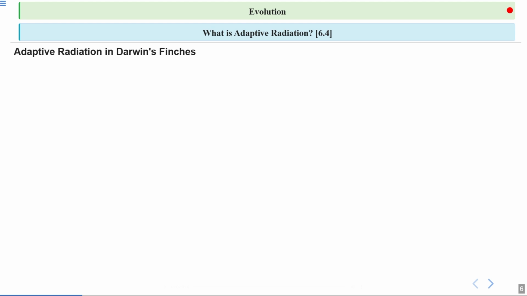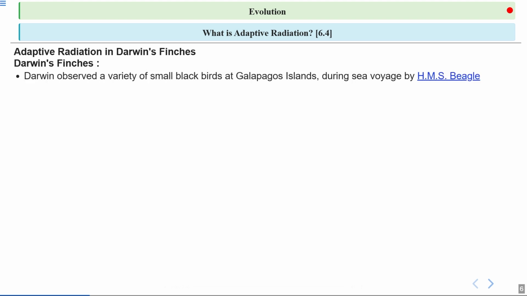Now let's understand adaptive radiation with an example of Darwin finches. Okay, so it is a primary example of adaptive radiation. Darwin observed a variety of small black birds at the Galapagos Islands during his sea voyage by HMS Beagle. These birds are known as Darwin finches. Clear? So there was adaptation in the beak size and shape of these birds.